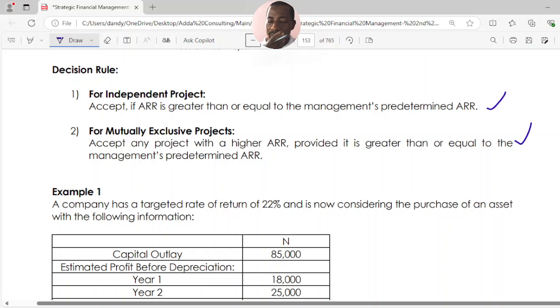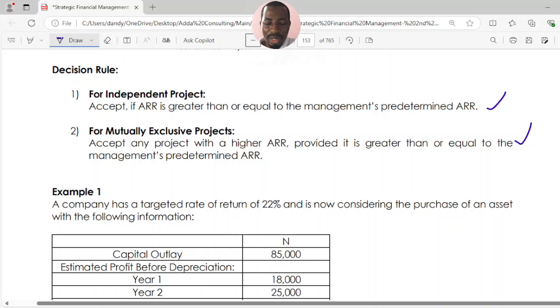You should notice something here: under the non-discounted cash flow methods, both the payback period and accounting rate of return rely heavily on the management predetermined numbers. Okay, so what that simply means is that your calculated payback period or your calculated accounting rate of return should be compared with the management predetermined payback period or ARR. So that is the decision rule as far as the non-discounted cash flow methods are concerned.